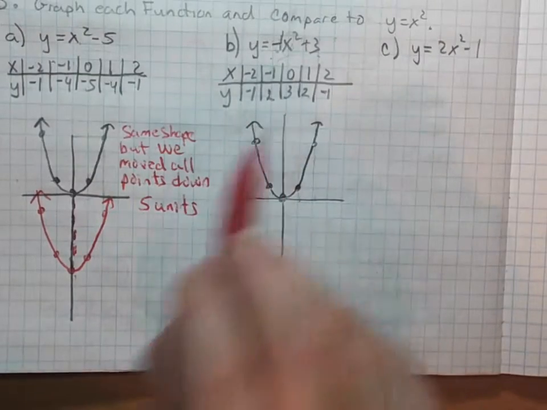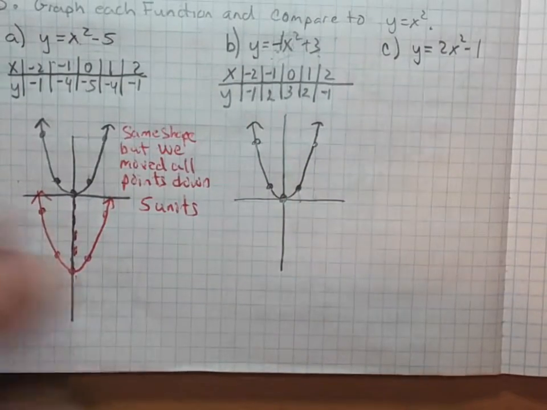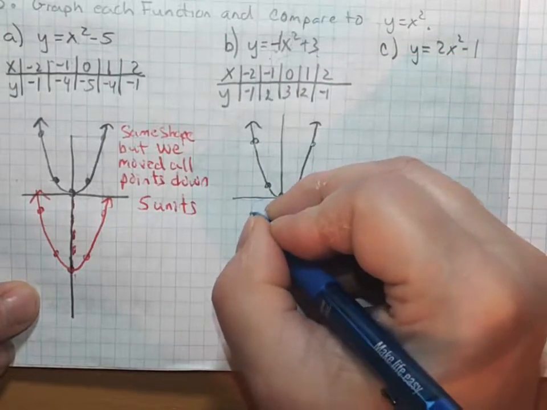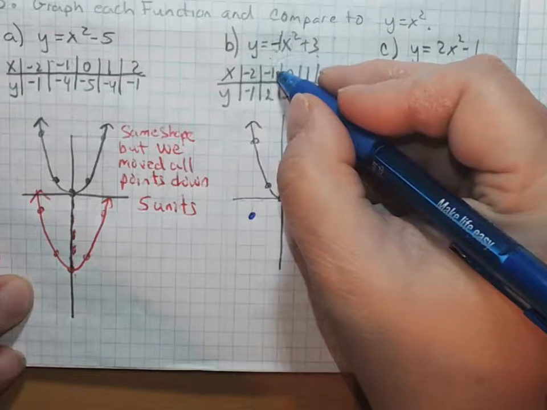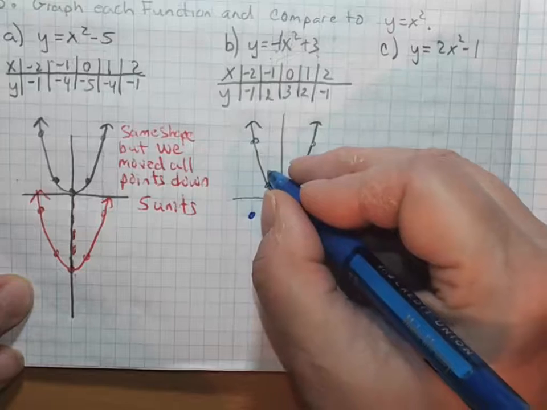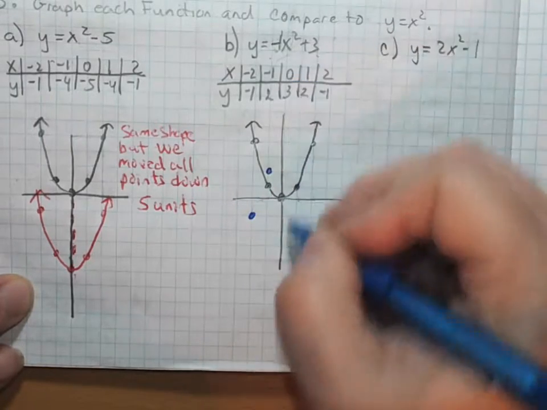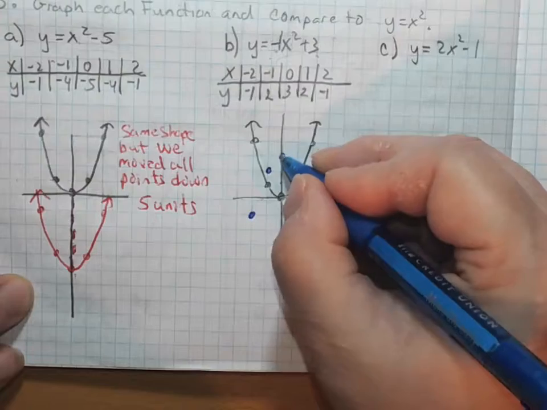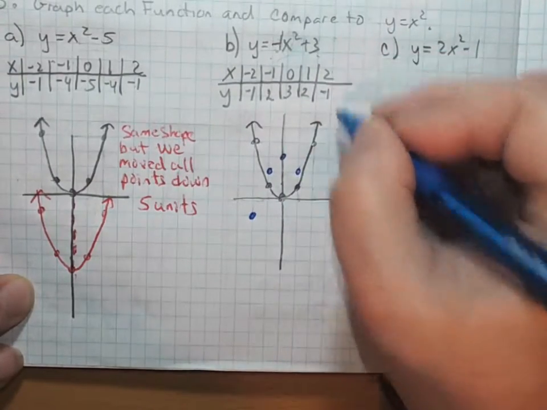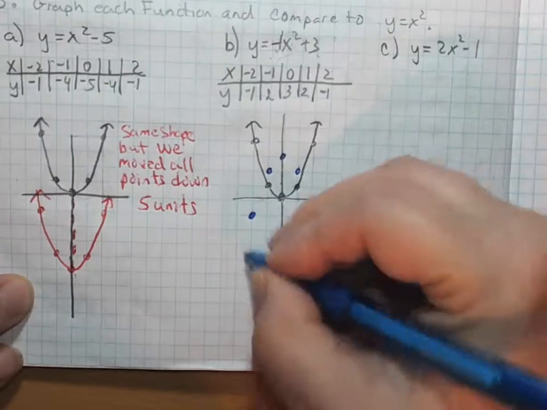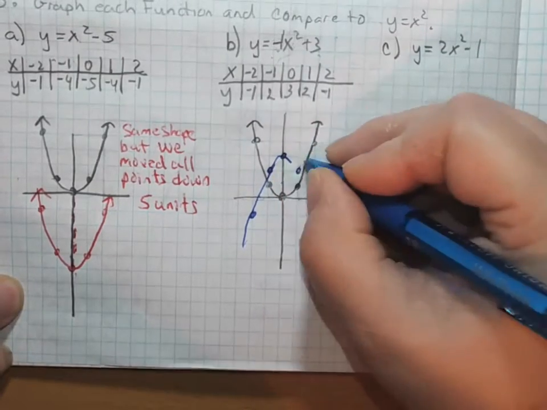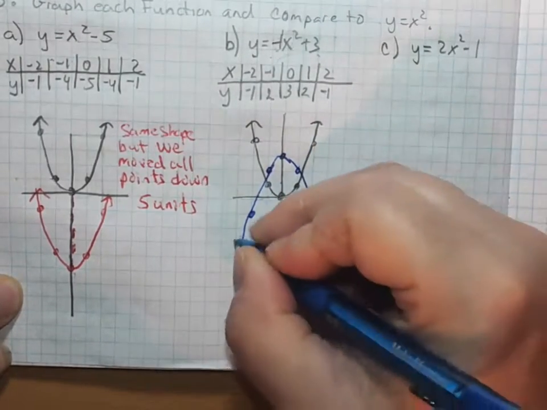All right, let's graph this one. I'll use blue. All right, so negative 2, negative 1, negative 1, positive 2, 0, 3, 1, 2, 1, comma 2, 2, comma negative 1. Okay, so definitely has that shape. Turns at 0, 3. Okay, put arrows on the end.